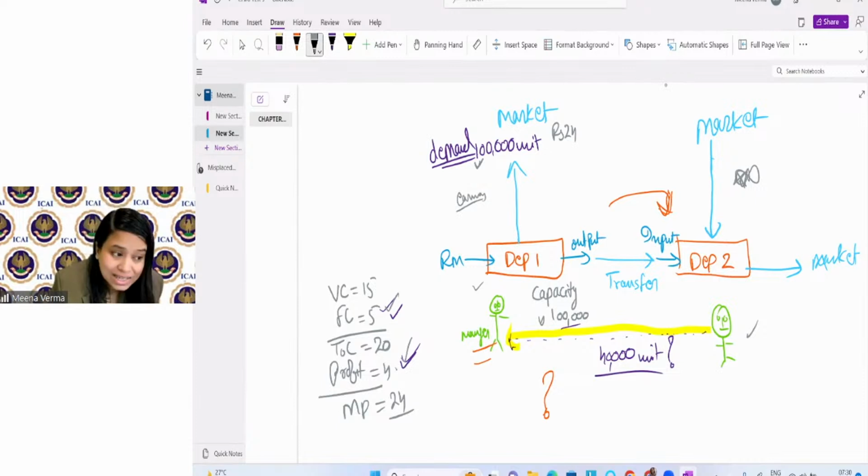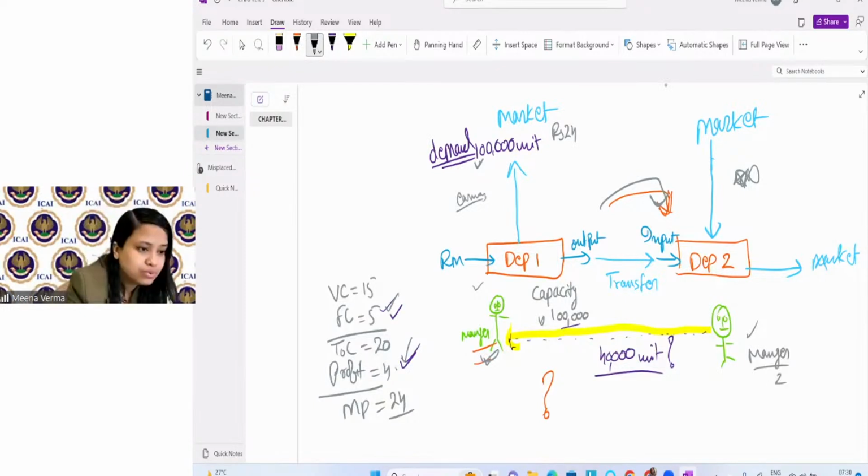My question: will he transfer the units from here to here? Say yes or no. Whether the manager of Department 1 will agree to transfer the goods to the manager of Department 2, say yes or no, quickly. Will he agree? At least say yes or no now.